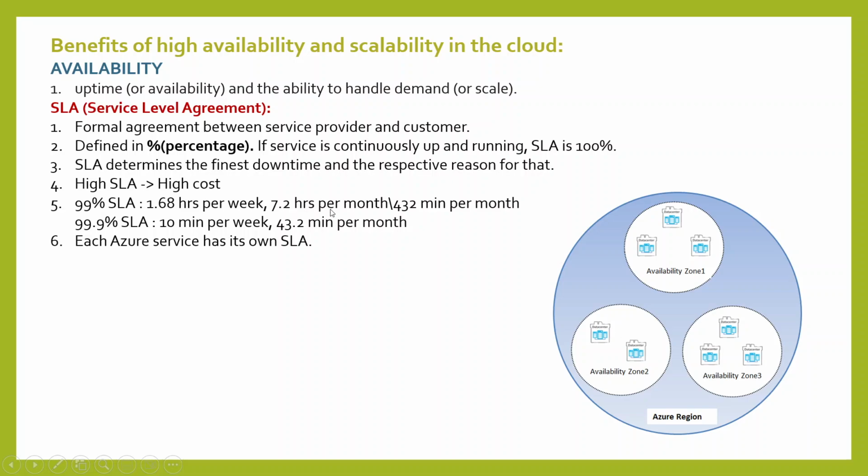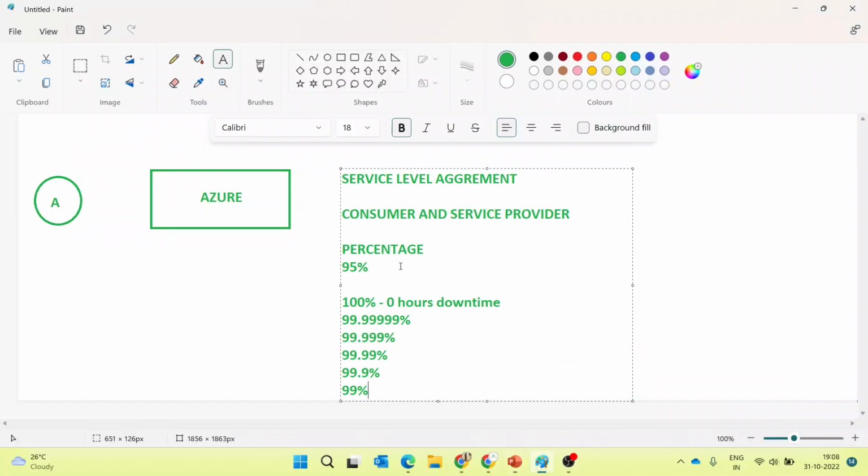That means 7.2 hours per month. So in a month, there will be only a downtime of 7.2 hours. Beyond that, if the downtime is greater than 7.2 hours, okay, let's say the 99% SLA is 7.2 hours. So the SLA that is specified by Azure is 7.2 hours.